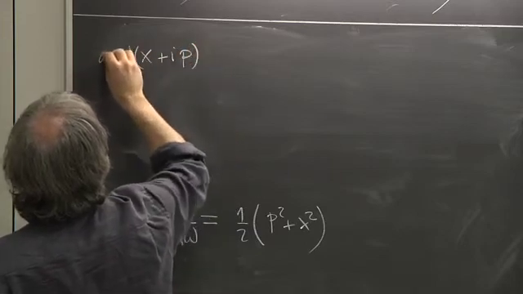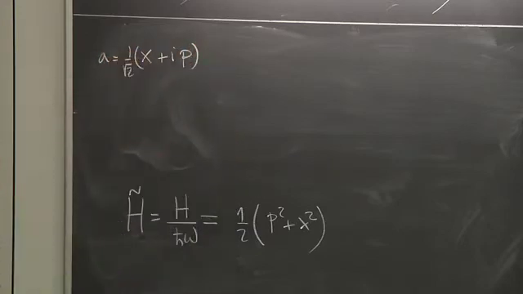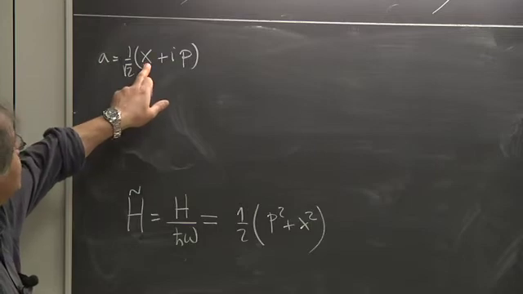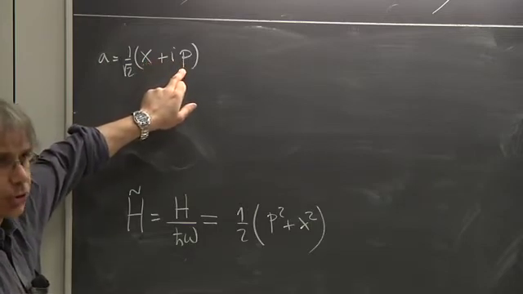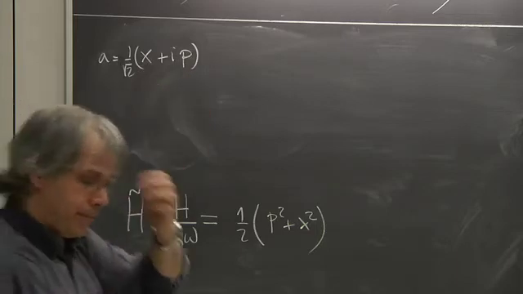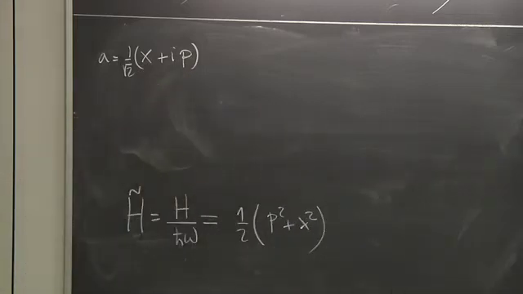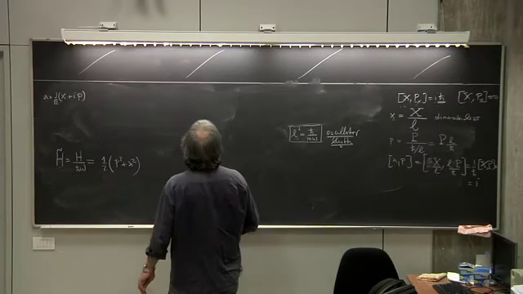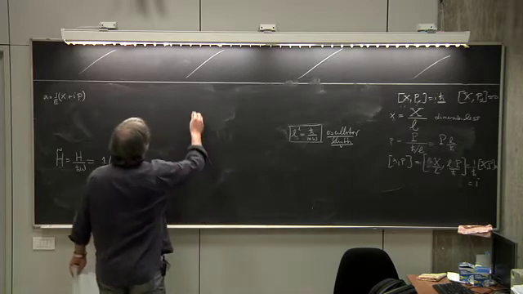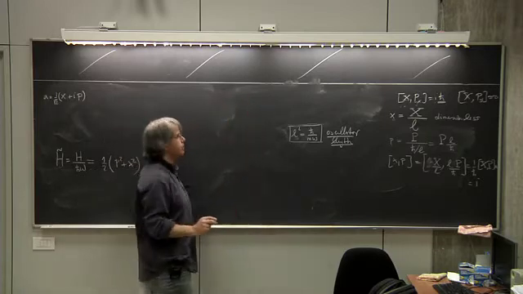Let me call it A. This operator, you see, is not Hermitian, because x is Hermitian, p is Hermitian, but x plus i times another Hermitian operator is not Hermitian, okay? Now, we have until now seen only Hermitian operators. So the question is, what is the so-called Hermitian conjugate of an operator?